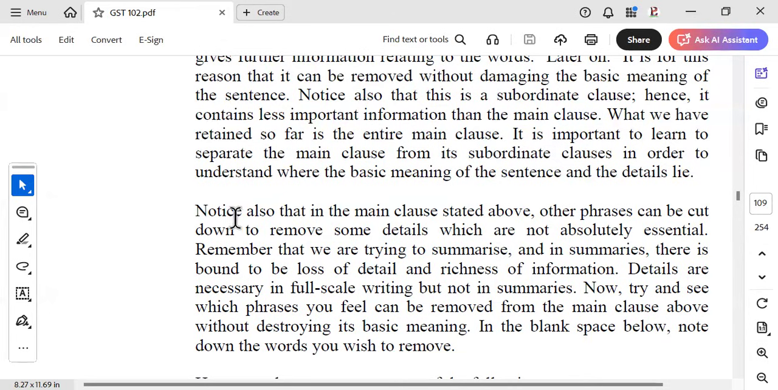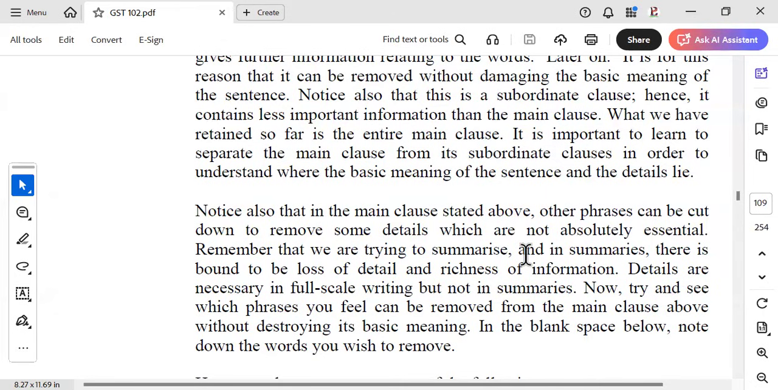Notice also that in the main clause stated above, other phrases can be cut down to remove some details which are not absolutely essential. Those are the ones we removed in our practical section on that particular story. Because I know some of you would have been thinking about the phrases we removed, like gently through it. There were things you can remove too. The sentence will still stand.